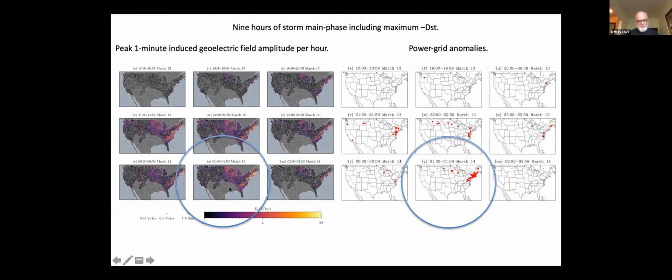And we see on the left, the amplitude of the geoelectric fields. The geoelectric fields are actually a little bit less intense in the northern Midwest and most intense in the eastern United States. And there we have it. We have this very nice correlation between the natural phenomena and the effect on the power grid system.